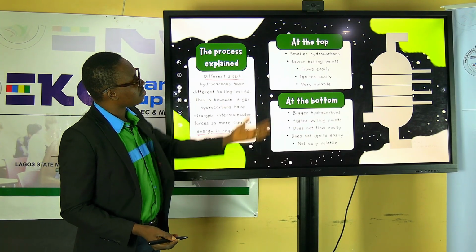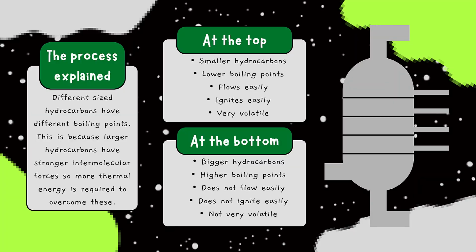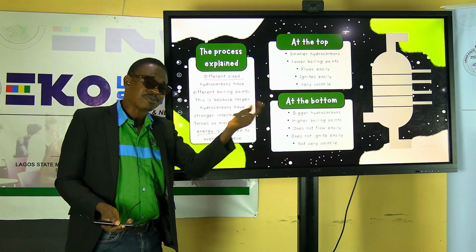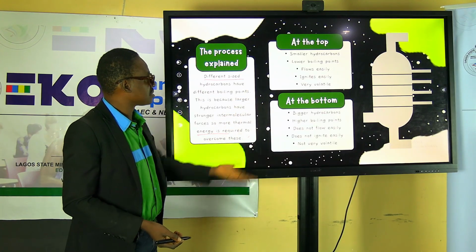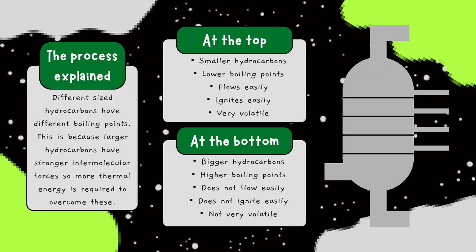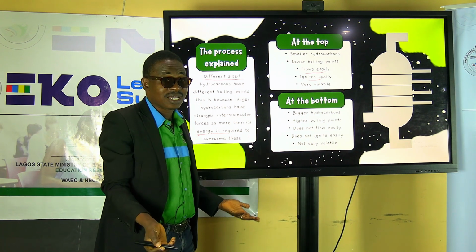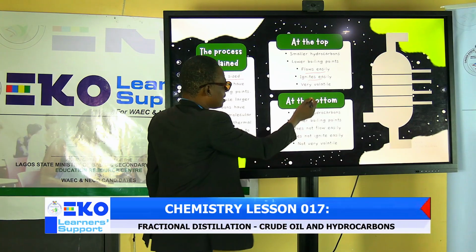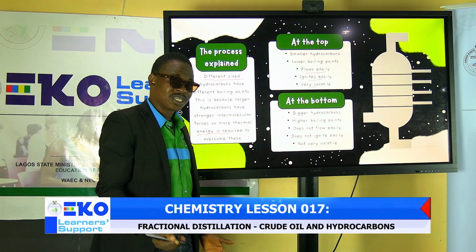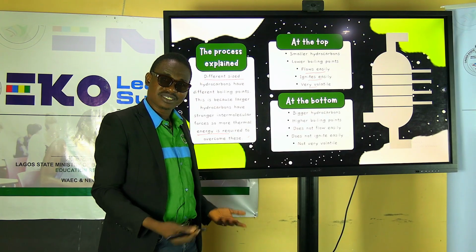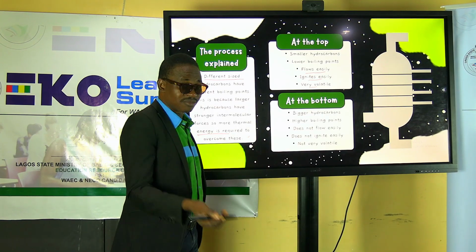Now, at the top of the column, what do you have? The smaller hydrocarbons, because this is based on their boiling points. The one with the lesser boiling point will evaporate first and get to its boiling point. They have low boiling points and flow easily, like petrol. They ignite easily. Don't try it. Don't take petrol close to fire. You get burnt. Then they are volatile. I told you earlier, when it is open without closing tightly, they disappear. They don't wait for you because they are very volatile.